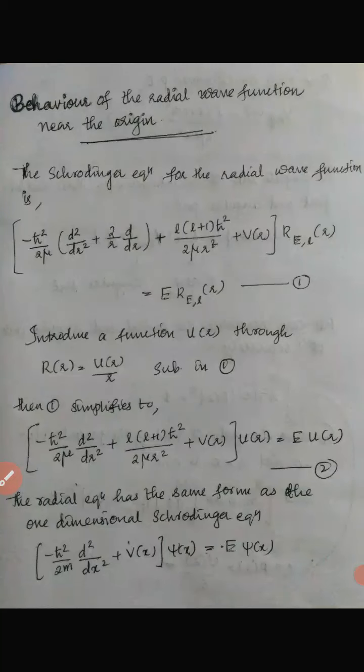Behavior of the radial wave function near the origin. So we can start from the Schrodinger equation, and it is for the hydrogen atom. It is the simplest case.